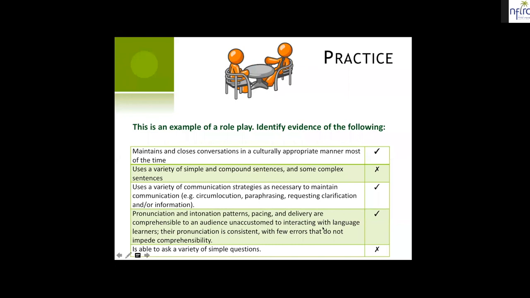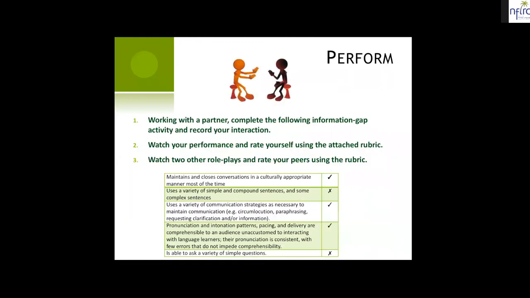Then you give them another example, and you ask them to determine whether or not it meets the criteria and what criteria it meets. Okay, so again, you have them practice with the rubric. And when they're ready, when they've had enough practice with it, when they've internalized the criteria for the rubric, that's when you ask them to perform. So you create a task. In this case, working with a partner, they have to do an information gap activity and record their interaction. They have to watch their performance and rate themselves using the rubric. And then they have to watch two other role plays of their classmates and assess them using the same rubric and provide feedback.